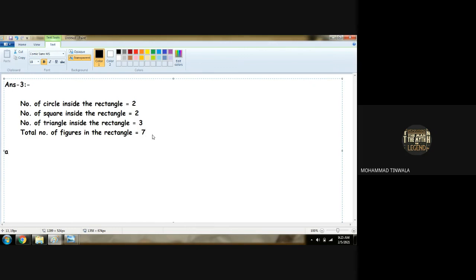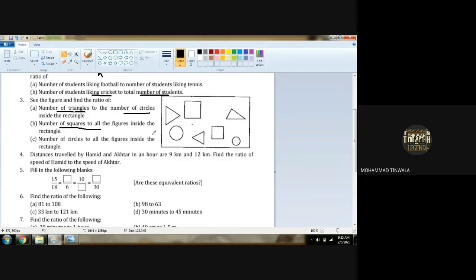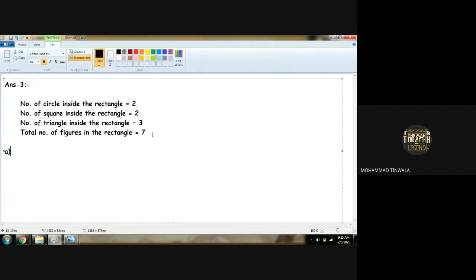Now, can we start with some number A? Ratio, what to compare? We have to compare the number of triangles to the number of circles. So our starting point is the ratio of number of triangles to number of circles. First term. So can I write number of triangles are 3 is to 2, number of circles are 2.